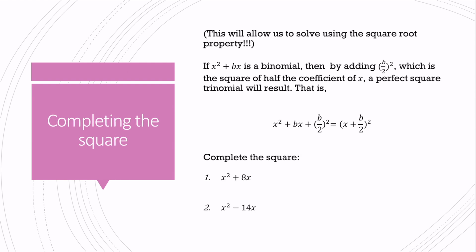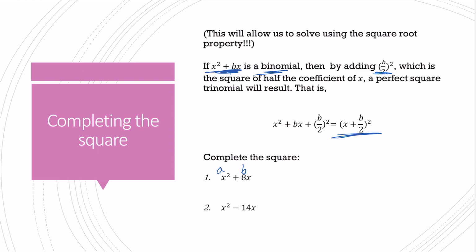And the goal of completing the square is to be able to take your trinomial and add something to it so that it'll factor into a perfect square. So if I've got x squared plus bx, a binomial, and I add b over 2 squared, which is half of our coefficient of x, remember b is our second term, a is our first term, this is going to result in us being able to factor a perfect square. So let's do a couple of examples.